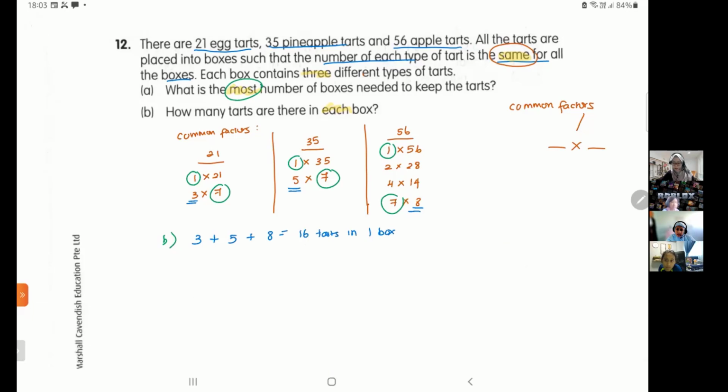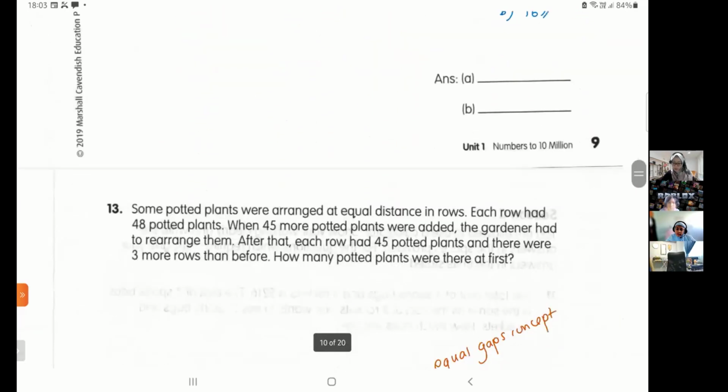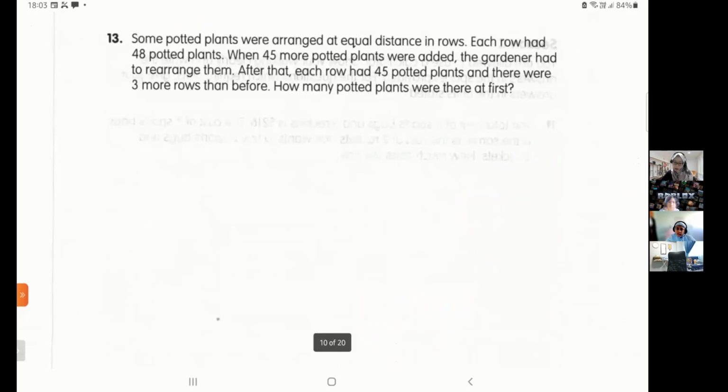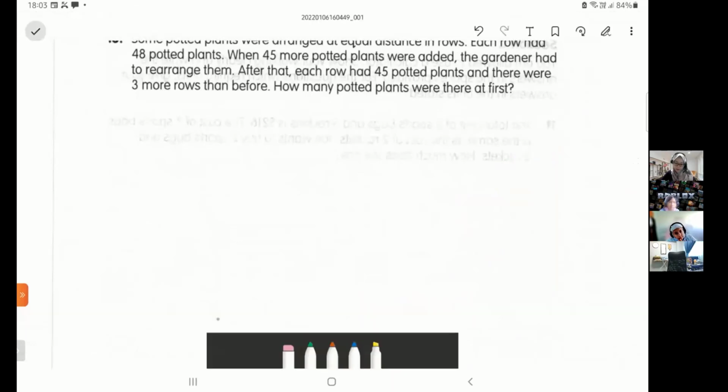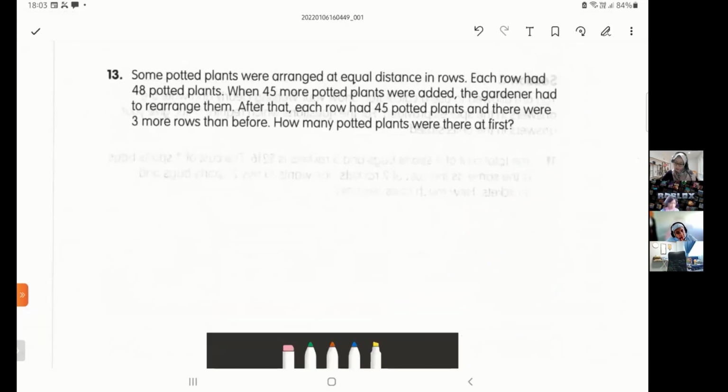Next question. Okay, the equal gaps concept. This one a bit tricky, yeah? Okay, here we go. Some potted plants were arranged at equal distance in rows. Each row had 48 potted plants. When 45 more potted plants were added, the gardener had to rearrange them. After that, each row had 45 potted plants and there were 3 more rows than before. How many potted plants were there at first?